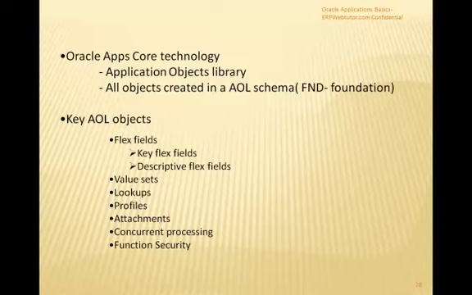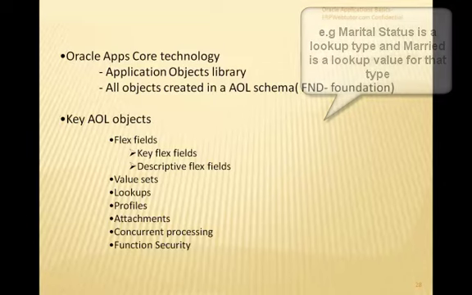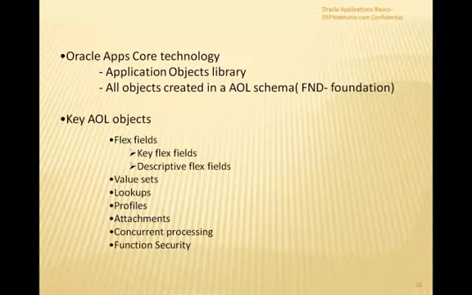The key application object library includes the flex fields. So we will talk about flex fields in this tutorial. There are two types of flex fields, key flex fields and descriptive flex fields. We have value sets. So as the term suggests, it's a set of values which you can use as a drop down, and you can select something from the list. So you have lookups. So you define a particular lookup type and you define all the values associated with that particular type. So we have profiles. So we have attachments, concurrent processing, and the function level security.